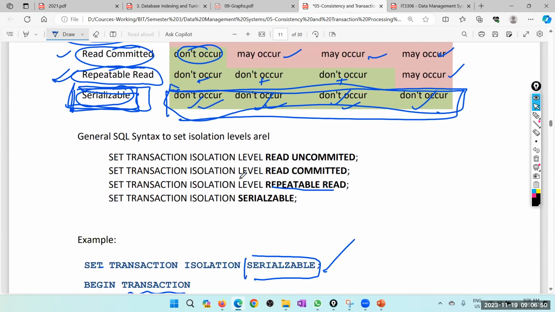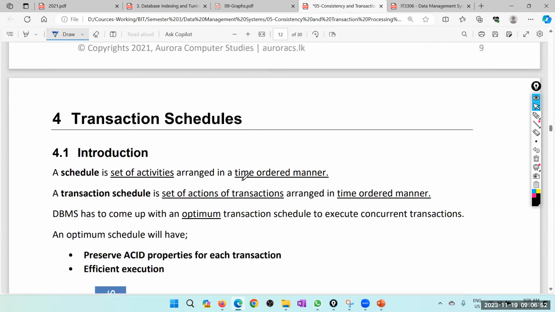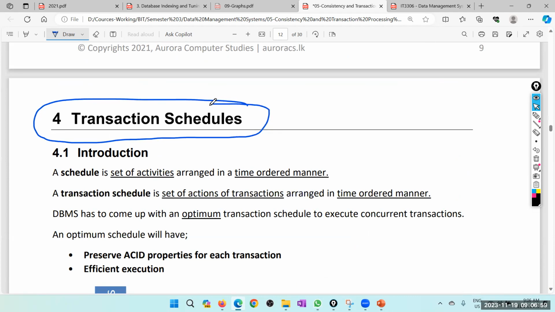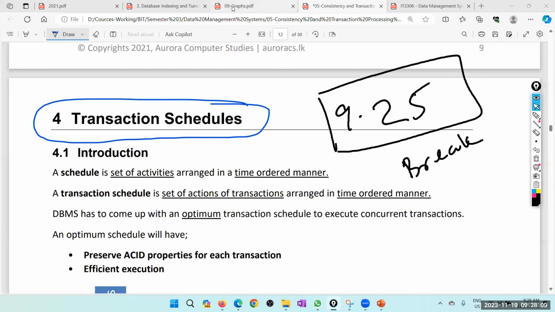Okay. Right. So the next subtopic is how does your database schedule the concurrent transactions? Again, this is not something we do. This is something the DBMS does, but we must understand the theory behind that. Right. So we'll look at that after the break.